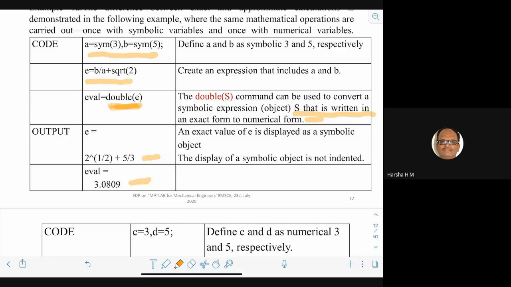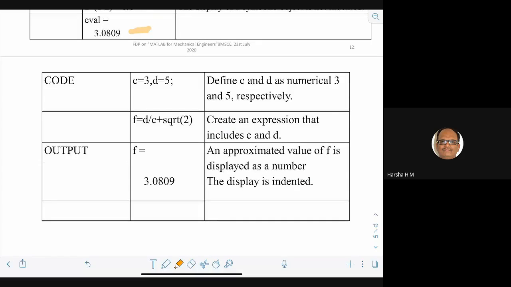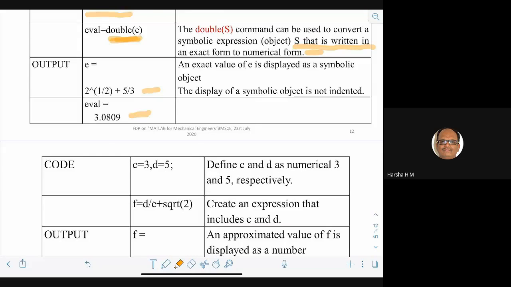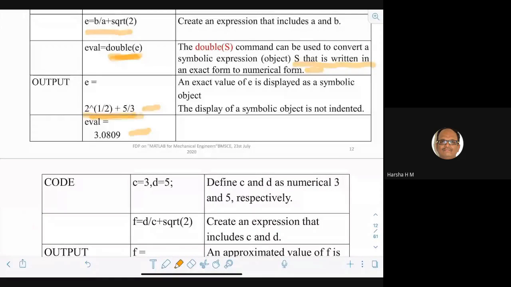Otherwise, these are all simple things which you can just directly type in the command window and just get the results. Suppose you say C is equal to 3 and D is equal to 5, and say F is equal to D by C plus square root of 2. It creates an expression and immediately you'll get the output. Now just observe the difference between these two. Here, when I gave this command E is equal to B by A plus square root of 2, I got this output and there was no gap here.